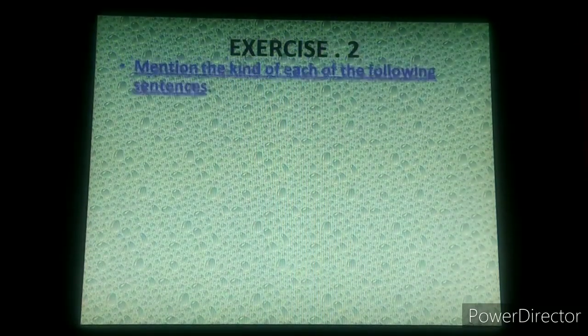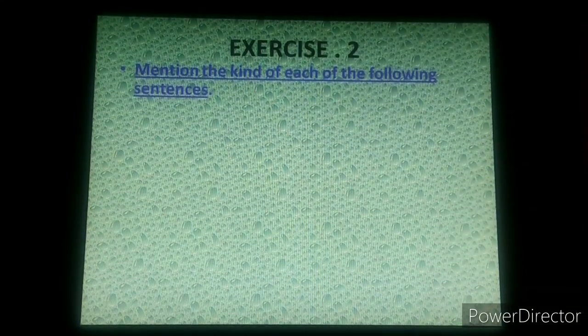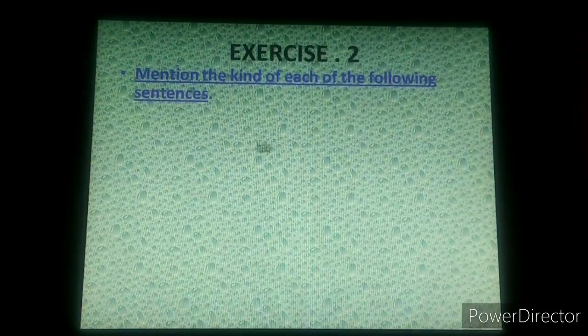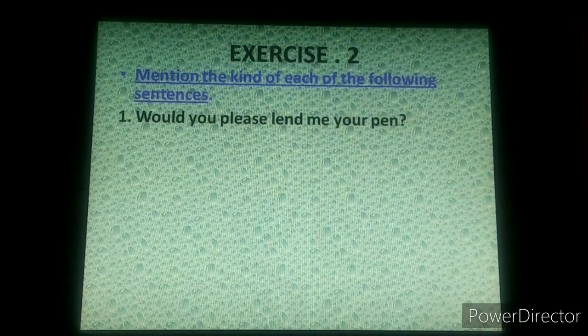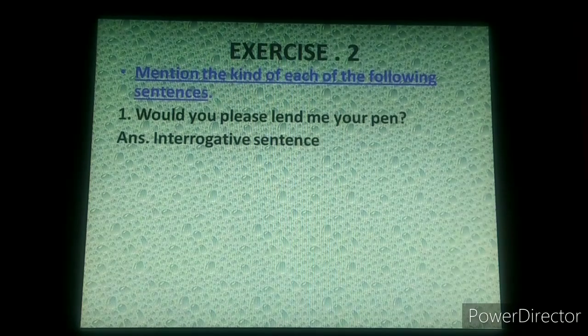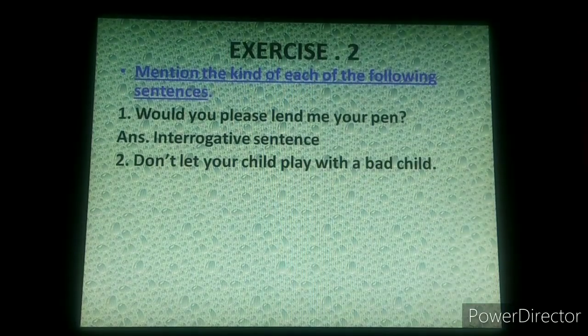Now the second exercise. We have studied today the kinds of sentences. Now I am giving you the sentences and you have to identify which kind of sentence each one is. The first, would you please lend me your pen? First of all, this sentence has a question mark. That simply means it is an interrogative sentence. No need to think about it.